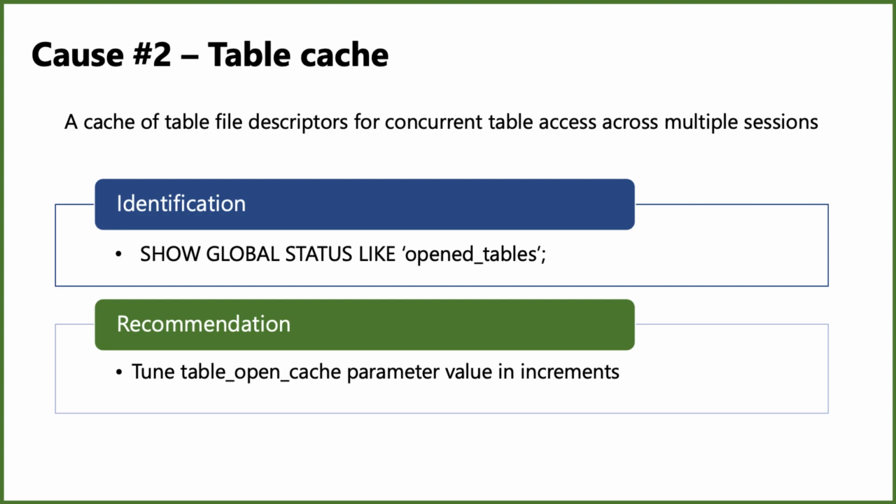Once temporary table space is tuned, let's progress into table cache. To improve concurrency in a multi-threaded system like MySQL, there is a need to cache table file descriptors so that tables can be opened independently across multiple sessions. And table cache is where the file descriptors are stored. This uses additional memory but normally increases performance.